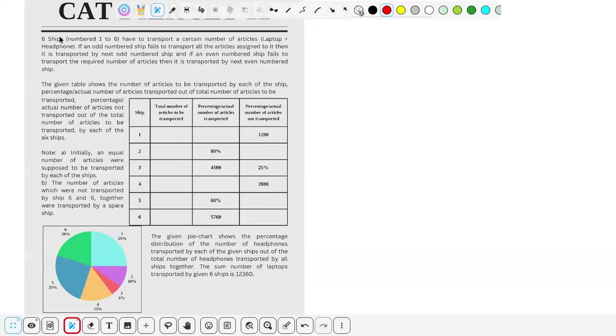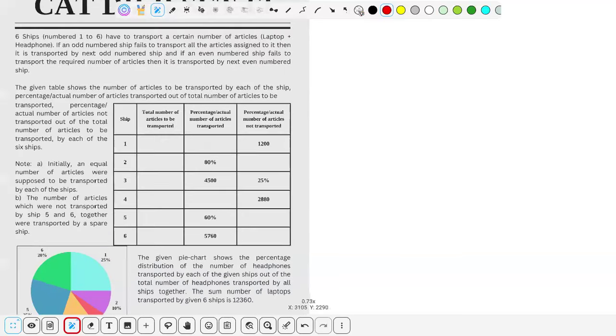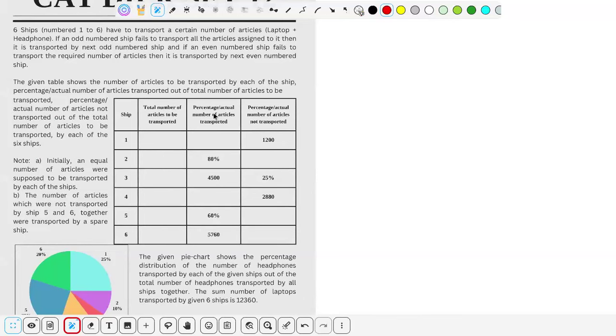So yeah, there were 6 ships. Ships, बोट की बात हो रही है I think, या बड़े वाले बोट की. Numbered 1 to 6, they have to transport a certain number of articles, laptops plus headphones. So if an odd number ship fails to transport all the articles assigned to it, let me zoom it a little bit so that it is more visible to you. Yeah, I think it is more clearly visible. So yeah, if an odd number ship fails to transport all the articles assigned to it, then it is transported by the next odd numbered ship.